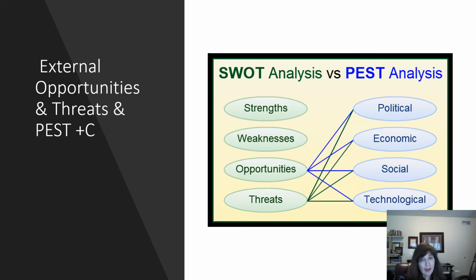If you look at the slide in the middle, it aligns it. We have strengths and weaknesses, those are internal to the firm. And then we have opportunities and threats. Those are things that go beyond the four walls of the organization or the category of the brand.